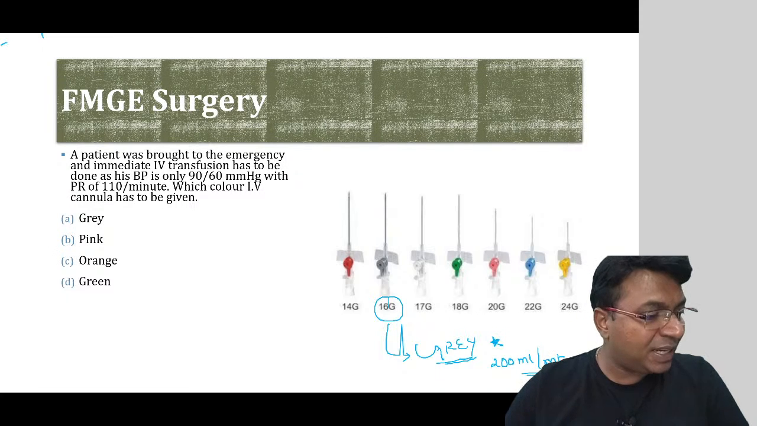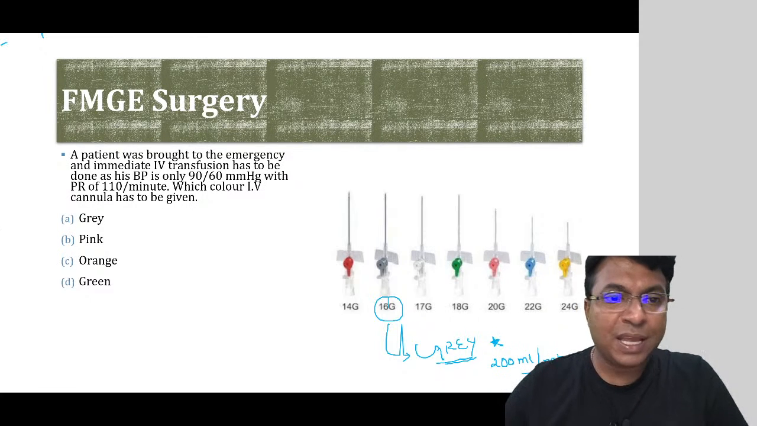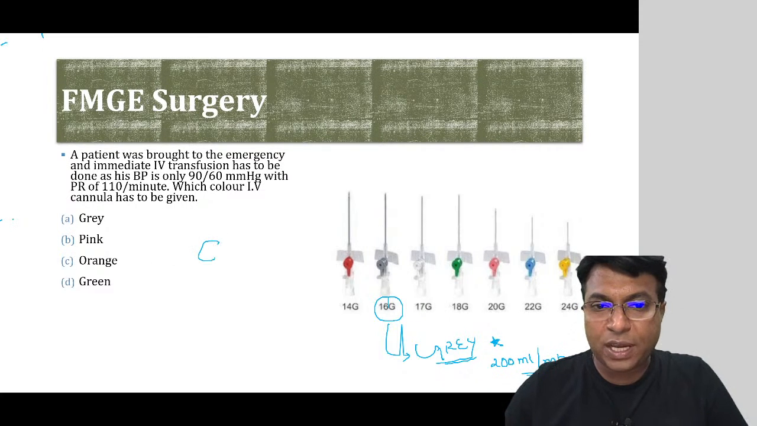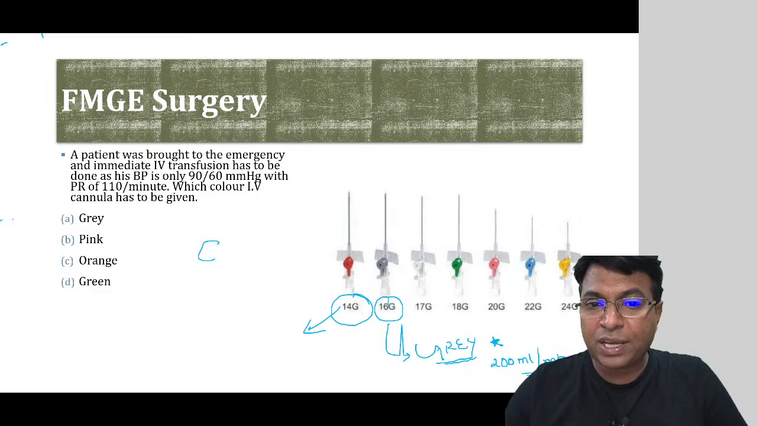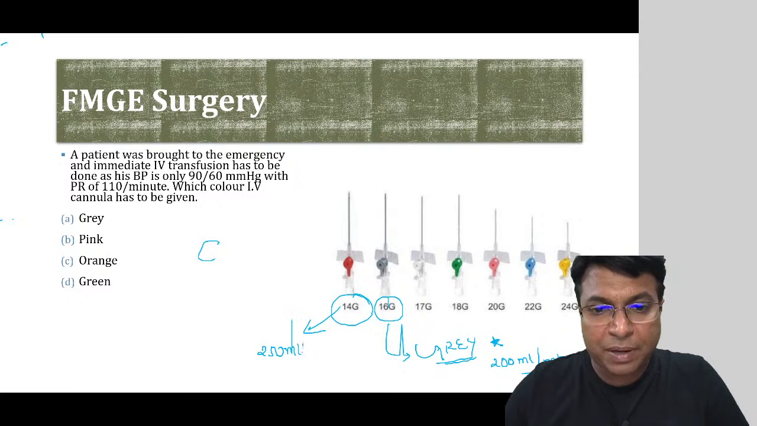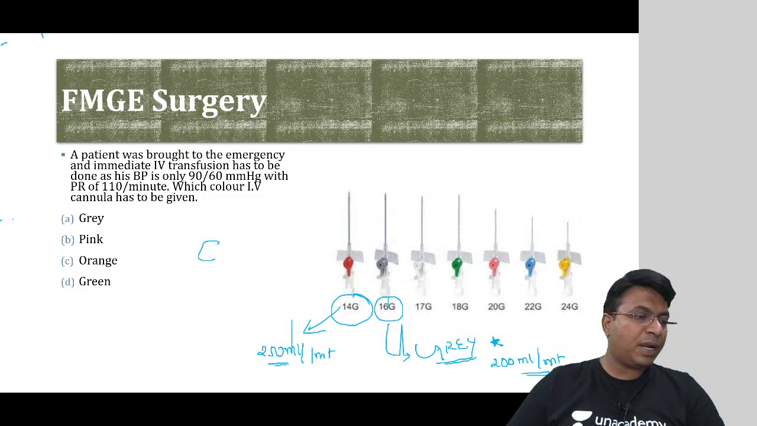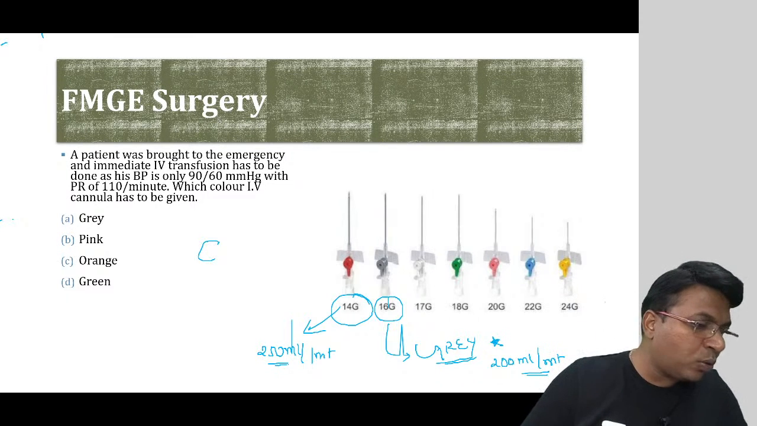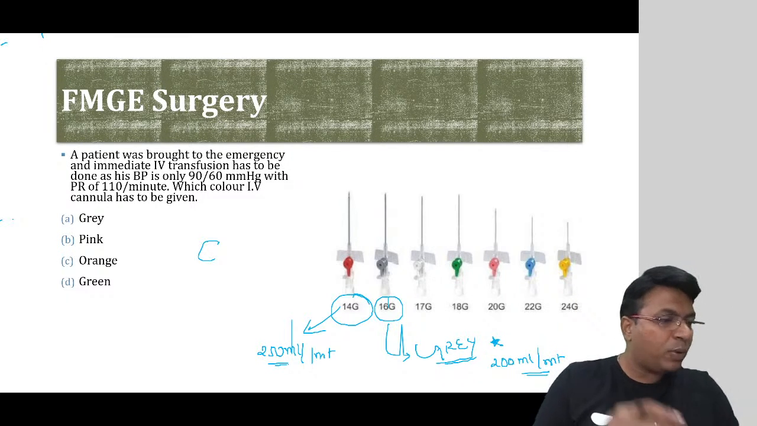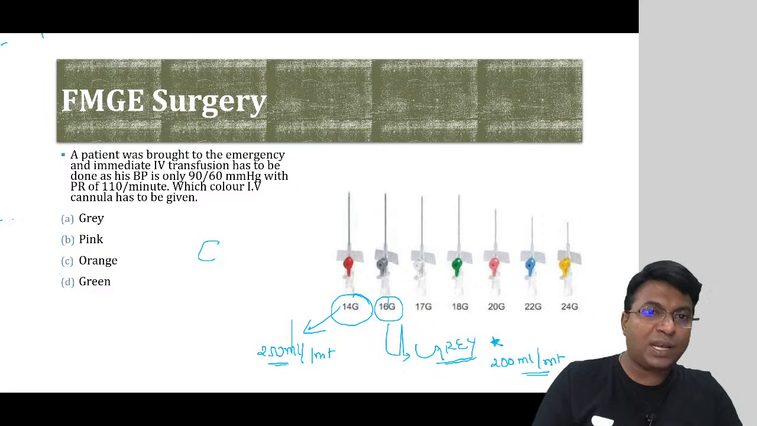In this question, there is an interesting point, though we don't see orange color in hospitals. Orange color is 14 gauge. You see, this is the 14 gauge. In 14 gauge, I can push 250 ml per minute. Very interesting. 250 ml can be pushed in orange, not green. Many of you have answered green, I don't know why. So many of you answered grey in the exam. That is totally wrong.